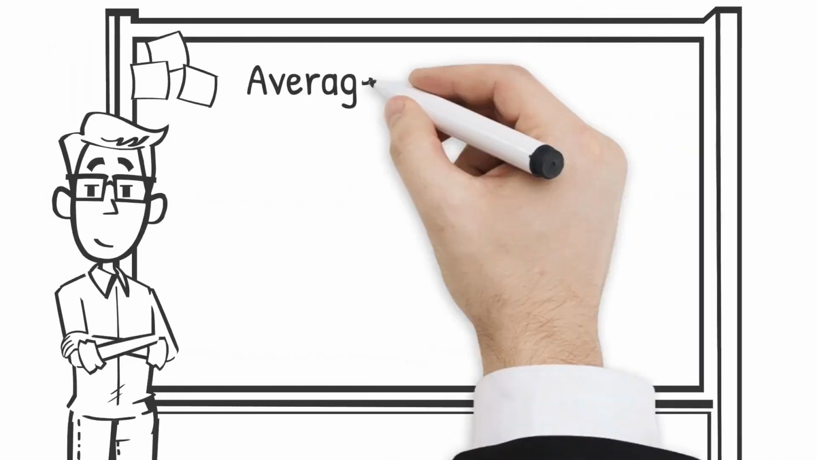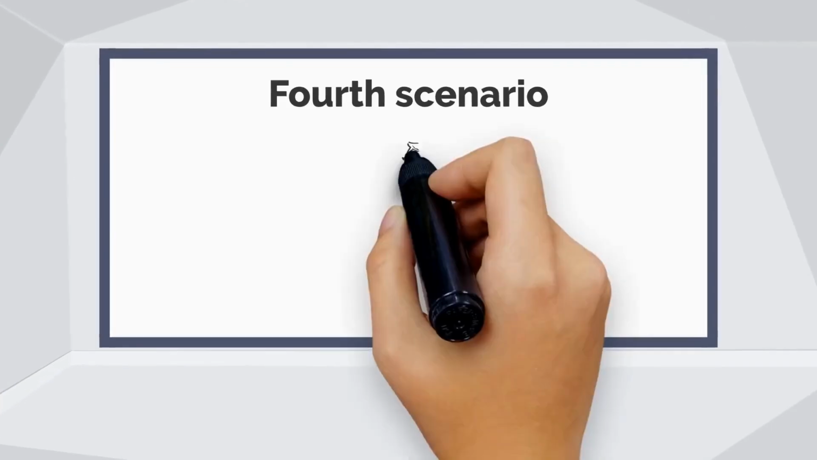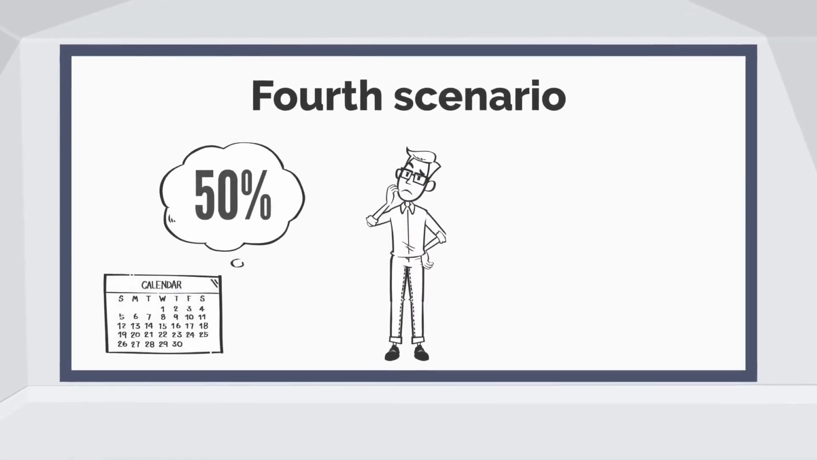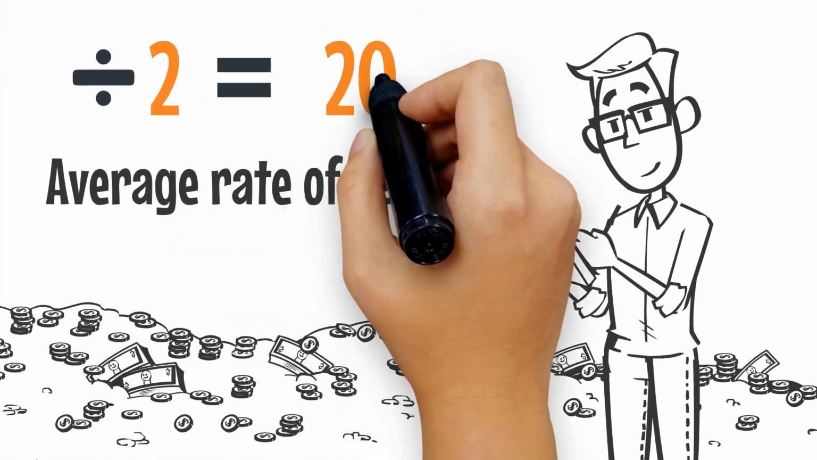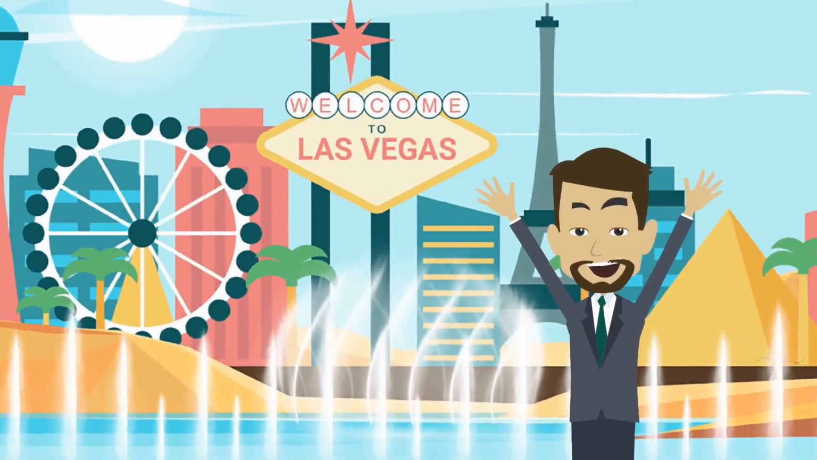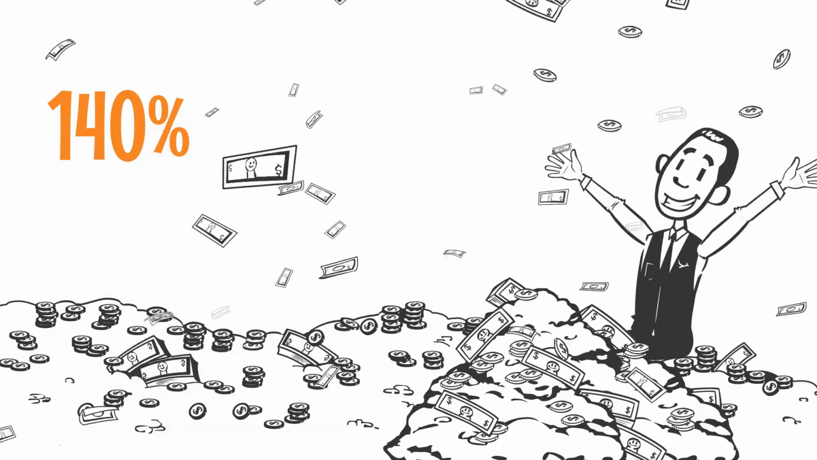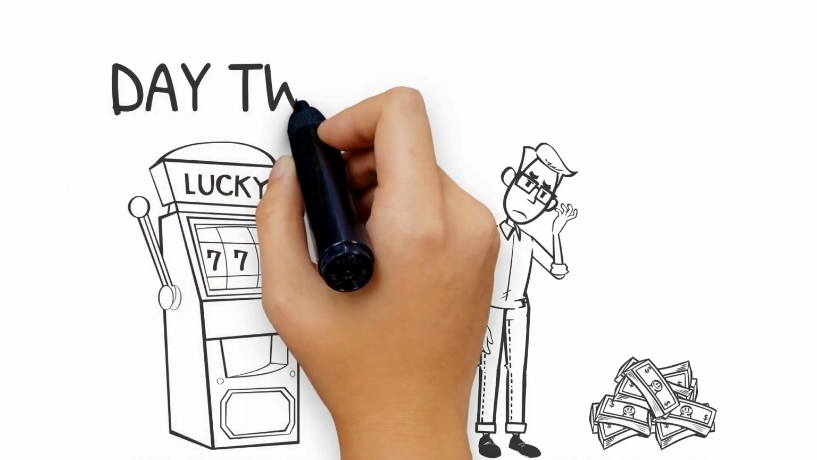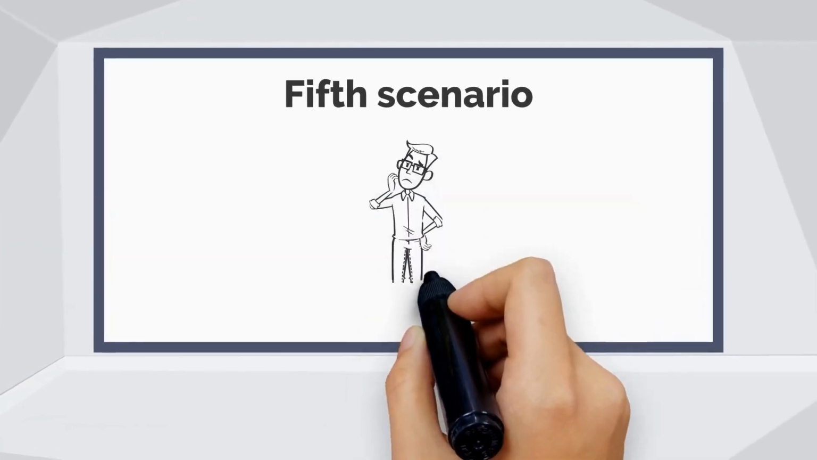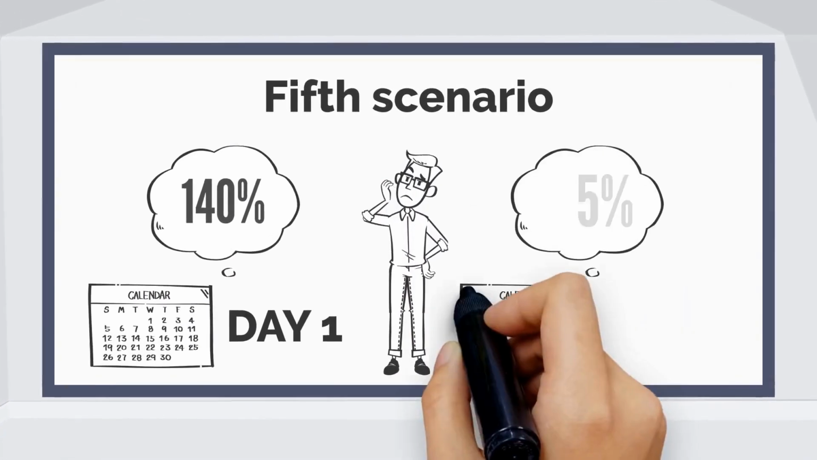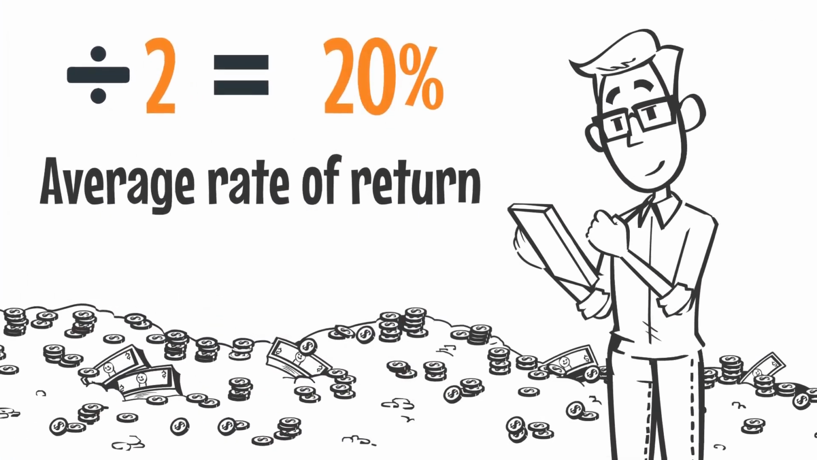You probably see where this is going by now, but let's look at 2 more scenarios. Let's try a 100% gain in year 1 and a negative 60% loss in year 2. Again, the average will come out to 20% per year. And finally, for fun, you go to Las Vegas, and on the first day you make plus 140% on your money. But then on day 2, like everyone does, you lose all of it. That's a 100% loss. Add plus 140% and a negative 100% together and divide it by 2, and you'll still show a 20% average rate of return.